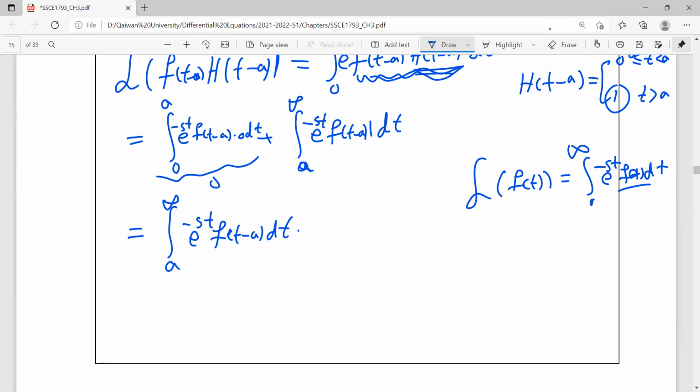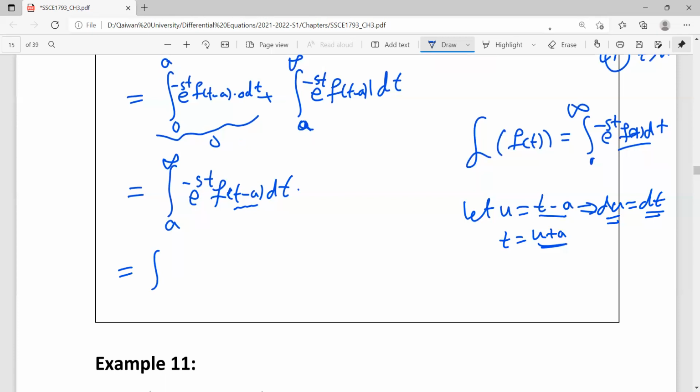What we do, we are going to replace t minus a by u. We let u be t minus a, and then we take the derivative of both sides and get du equals dt, because the derivative of a is 0. And also here t equals u plus a. Here we replace u by t minus a. We replace t by u plus a. If you move it to the other side, it becomes u plus a. And we replace dt by du. Let's see what we get.